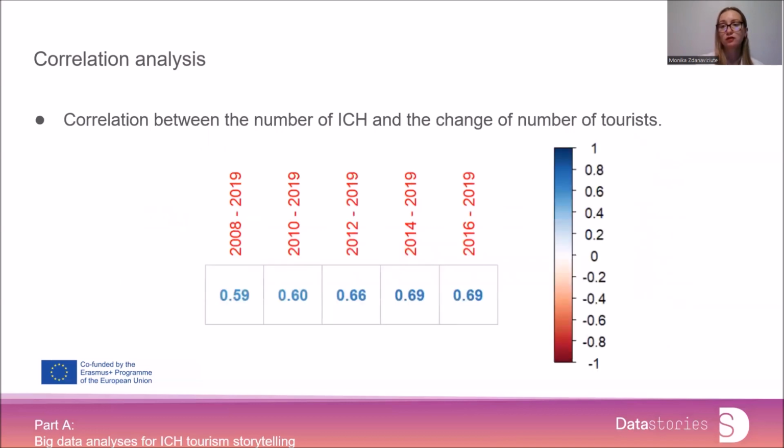Then our second step was to find out whether there is a relationship between ICH elements in the country and the change in tourist flows in 5 different time intervals. As we can see, correlation coefficient values range from 0.59 to 0.69. So we can say that the increase or decrease in tourist flows has positive correlation with number of ICH in the country.